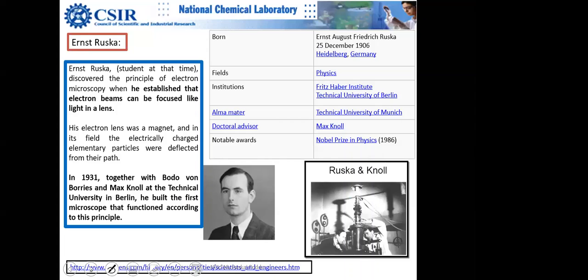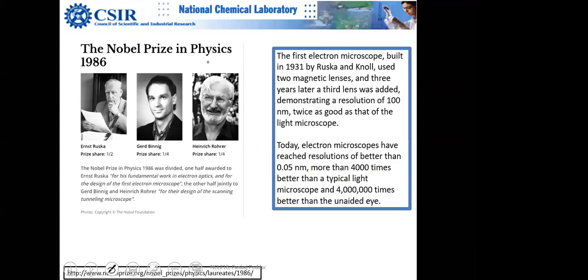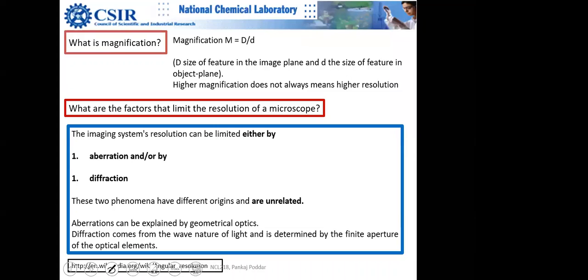Okay, so then this is a photograph of Ernest Ruska, and this is the Nobel Prize. Happy people partying. So magnification is basically the size of the feature in the image plane, the ratio of image plane and the object plane. Suppose you take a point and then you magnify it. So this is the image plane and this is the object plane. So you are trying to magnify this. So the ratio of this and this.